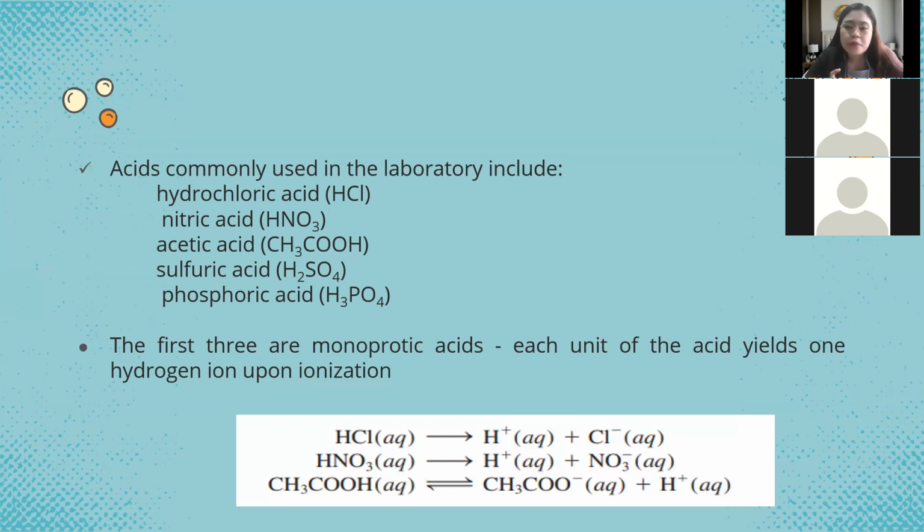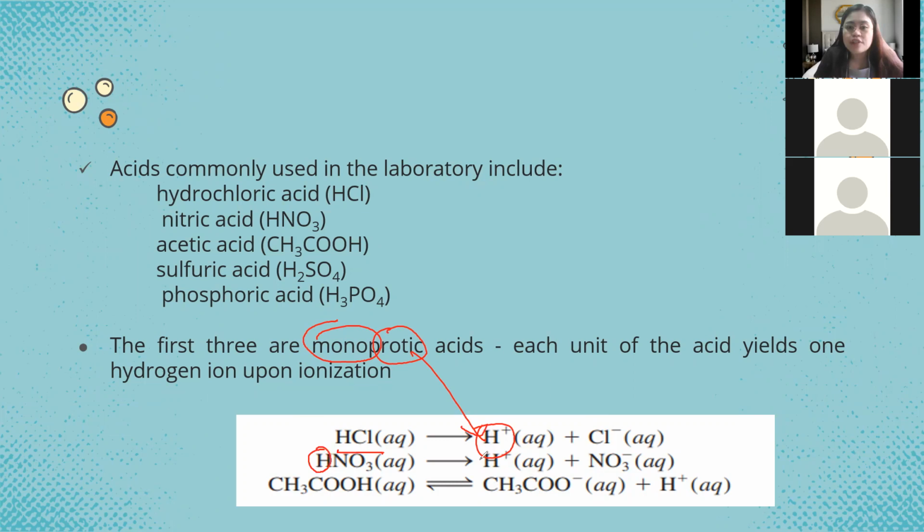Nganong gitawag silang monoprotic acid? Because they have one hydrogen only, and they can donate one hydrogen. They can donate one proton only. Just like this one, HCl may give off one hydrogen only. So mao na siya gitawag og monoprotic, proton, that is referring to hydrogen.